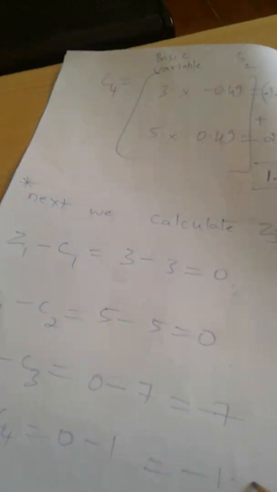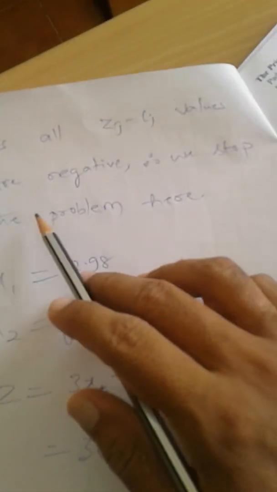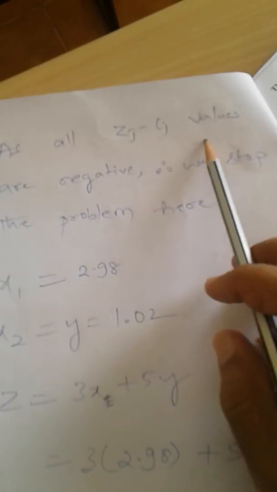Okay, now similarly we have to calculate Z1 minus C1, which is equal to 0. This will be minus 7 minus 1. Now what has happened here is, all the Z minus C values are 0 or negative. That means, if the company manufactures any more products, there will be negative profit. So that is the reason we have to stop this problem. Okay, so this is the calculation here. As all Zj minus Cj values are negative, we stop the problem here. Okay.